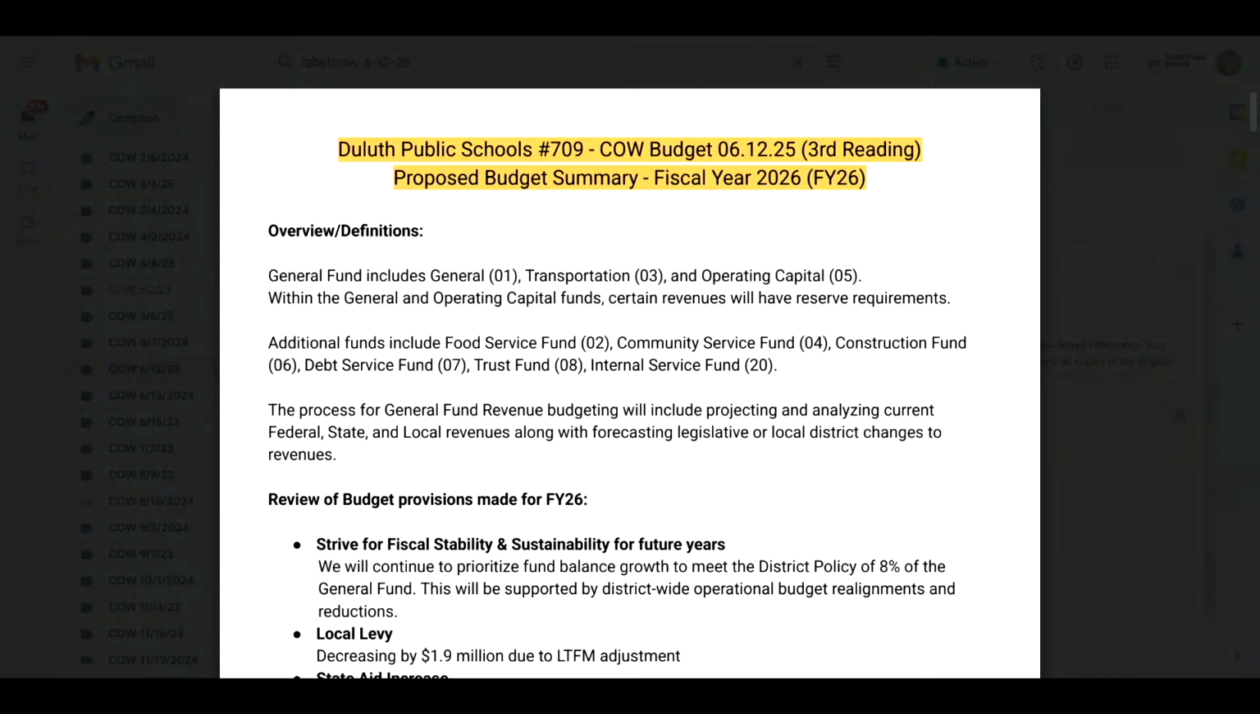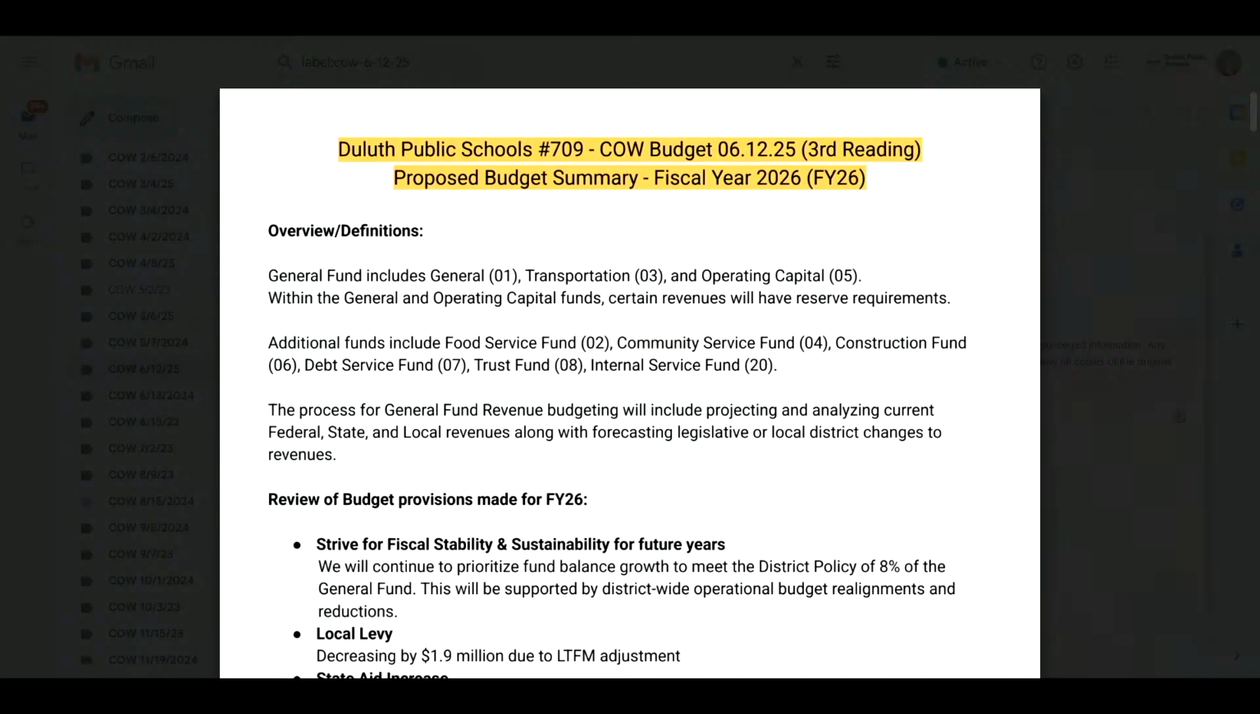I'll start at the beginning. It's our third reading, and I did make 4 changes. Otherwise, the rest of the budget is the same. I included those changes in the cover sheet, and I will read them to you, and then I'll show you where I made the changes.